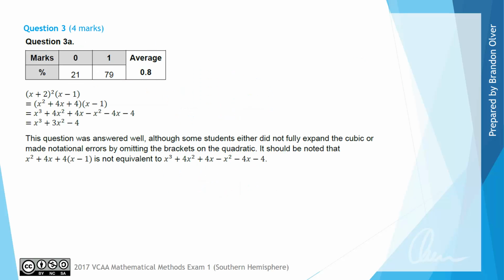So from the examiner's report, we can see that almost 80% of students got that correct, and that the question was answered well. Although some students either did not fully expand the cubic or made notational errors by omitting the brackets on the quadratic. It should be noted that x^2 + 4x + 4 then times by x - 1 with no brackets is not equivalent to the expanded form that needed to be found. So for this to be correct, we needed to have brackets here and here around the quadratic expression.